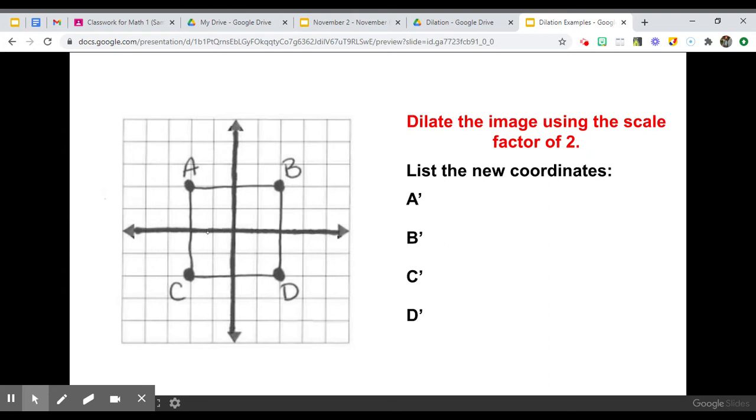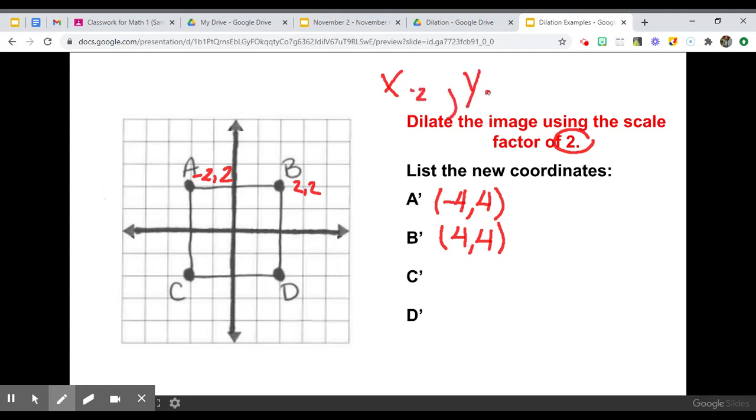So I see that A is currently listed at (-2, 2). A is currently at (-2, 2). And if I multiply the x value by 2, because that was my scale factor, I'm going to end up getting -4. And then 2 times 2 is 4 as well. Now let's look at B. B is currently at (2, 2). If I multiply 2 times 2, you get 4, and 2 times 2 you get 4. I'm multiplying the x and the y value by 2. So x is getting multiplied by 2, and that y value is getting multiplied by 2.